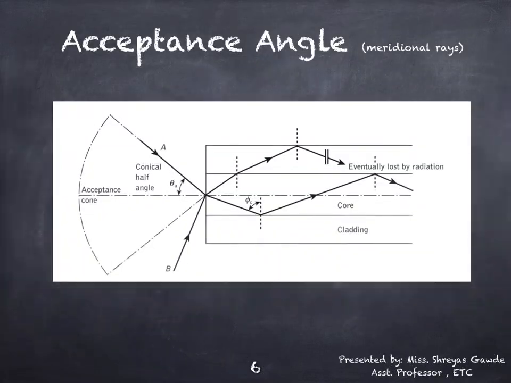Now that we have seen how the light travels inside an optical fiber, the second most important thing is how to launch this ray at the core-air interface at the transmitting end of this fiber cable. As you can see in this image, we have a ray A which is at the critical angle phi c with the fiber at the core cladding interface.